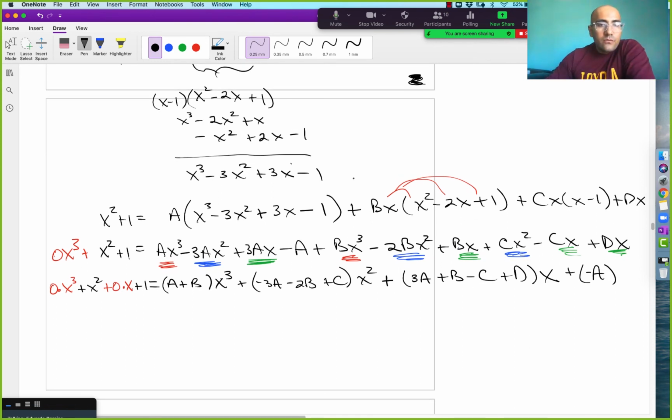And then we get to do groupings. Good. So this 0 is the term in front of the x cubed, and here's the x cubed, so that must mean that 0 equals a plus b. Good. And 1, there's an invisible 1 there, 1 is the term in front of the x squared, so that means that this whole thing must be equal to 1. 1 equals minus 3a minus 2b plus c.